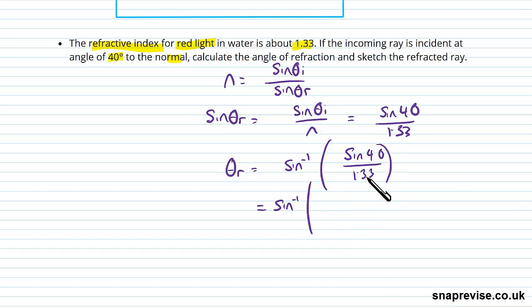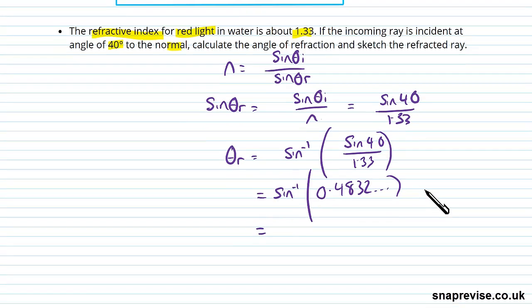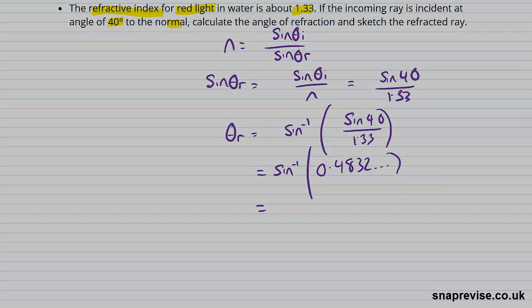So sine of 40 divided by 1.33. That bit here is just 0.4832... And then if we take the inverse sine of that.